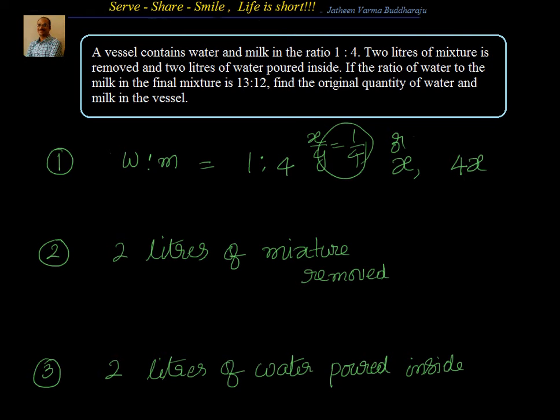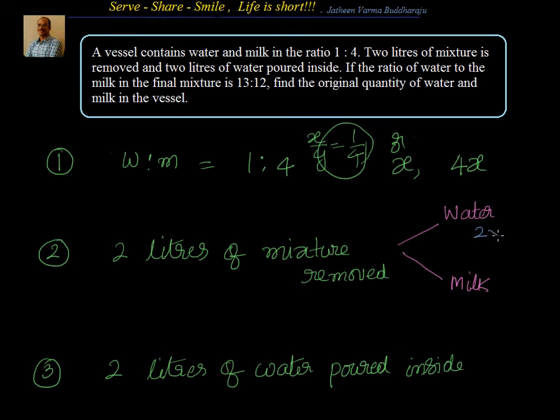2 liters of mixture is removed. This is where we have to be very clear. When 2 liters of mixture is removed, it's not actually the milk that is removed, right? It's a combination of water and milk. When 2 liters of mixture is removed, we have water and milk in a particular ratio there. So how much quantity of water is removed?